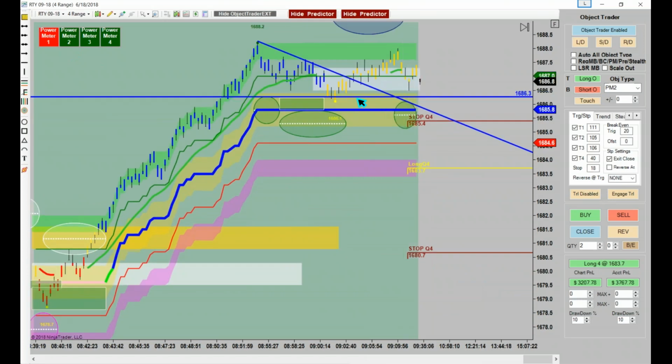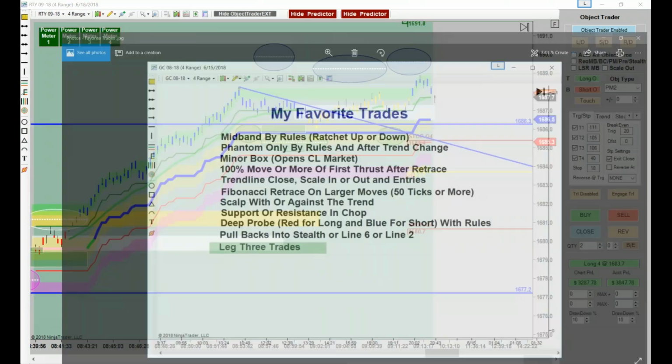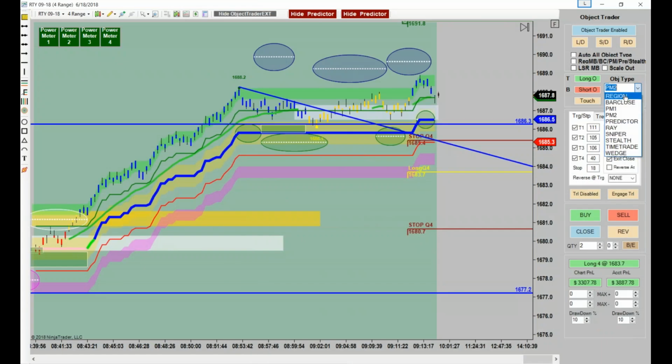Stop would be where? Well, you got support right down here. See it right where my line is? There you go. See how good these tools can be? This is, again, some of those favorite trades right back here. You know, the ways we take the trade, this is the trades themselves, but the ways we take the trade can be based on PMs. You can base them on regions, which are your boxes. You can even use bar close. You can use predictors. You know, the predictor type trade is a good trade, especially in chop. You can use sniper trades, stealth trade.